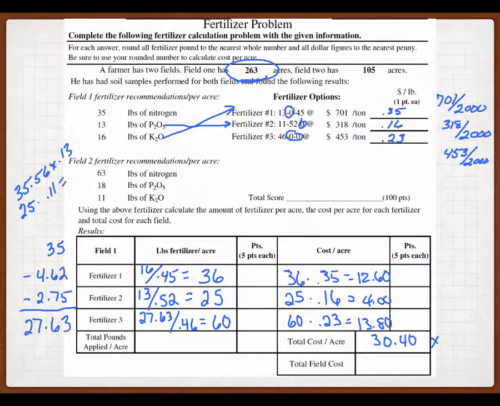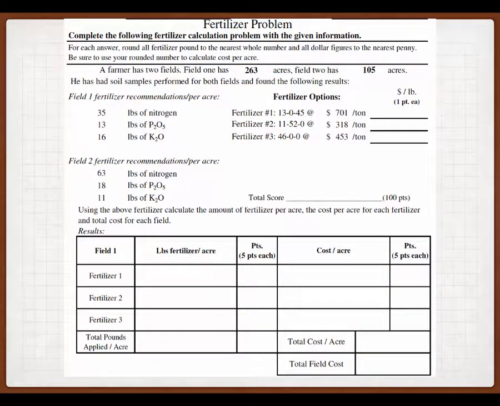And we take this number and we multiply it by the size of our field. So that's up here at the top. We have 263 acres. So 30.40 times 263 comes up to $7,995.20. And that is the Idaho fertilizer problem. You do the same for the bottom half, and then you just add that up.